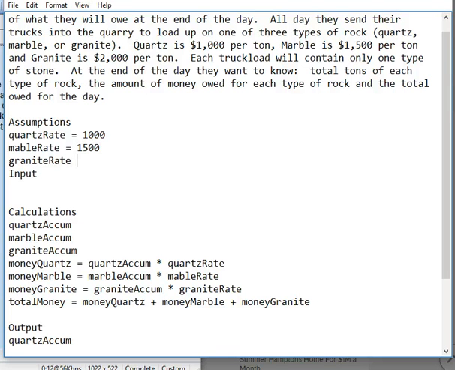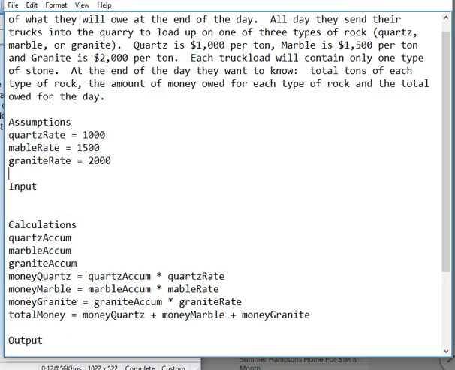Notice I have no equal signs, no dollar signs, and no commas because that's text. And if I put them in there, then my math won't work. All right, and now the accumulator down here, the math, and this is the easiest math to do, because granite accum is going to be equal to granite accum plus AMT, amount of tons.